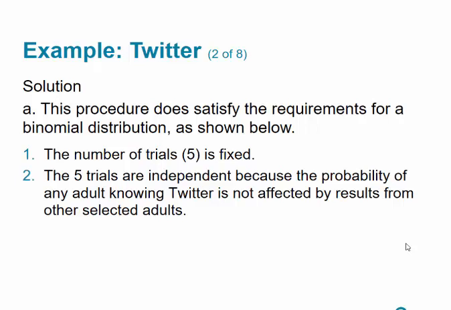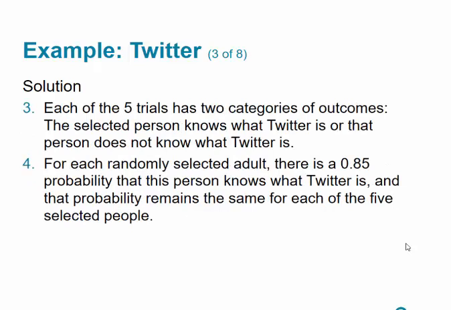The number of trials is fixed, it is 5. The 5 trials are independent because the probability of any adult knowing Twitter is not affected by the results of another adult knowing what Twitter is or not knowing what Twitter is. Each of the 5 trials has 2 categories. Either the person knows what Twitter is or they don't know. For each randomly selected adult, there's a 0.85 probability that this person knows what Twitter is, and the probability remains the same for each of the 5 selected people.